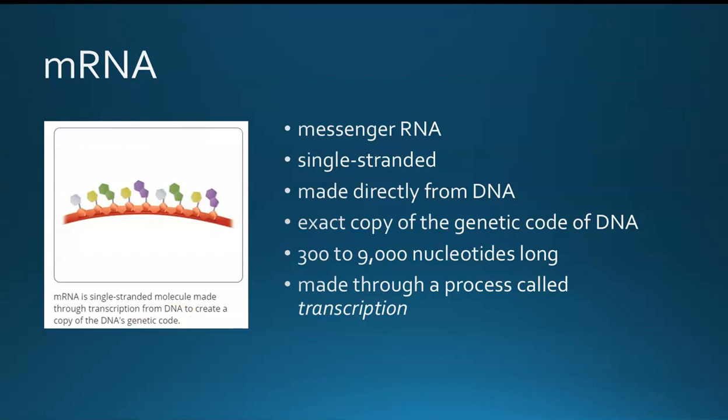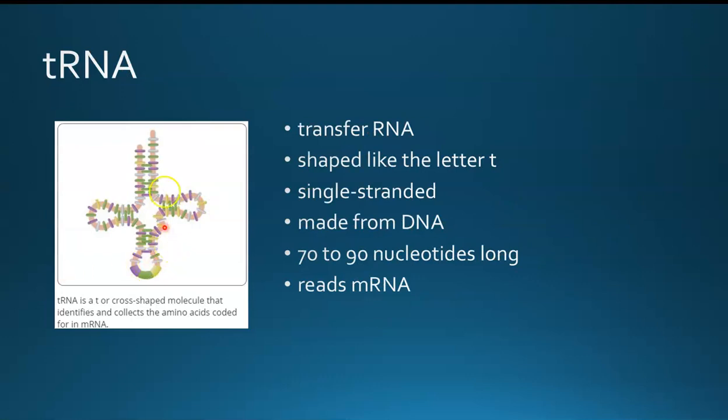So that's mRNA. The other type of RNA is called tRNA. It actually looks like a T, more like a cross, but I guess like a T, more like railroad tracks to me.